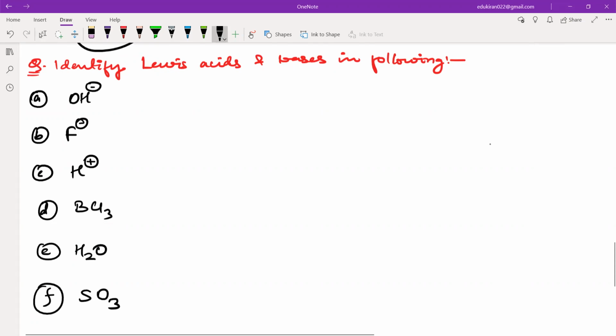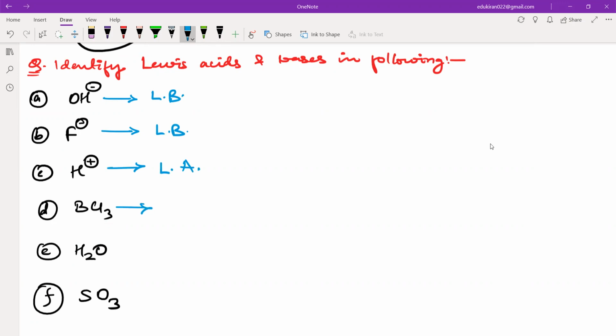So tell me, OH negative is what? Lewis base. F negative, Lewis base. H positive, Lewis acid. BCl3, Lewis acid. H2O, Lewis base. SO3, Lewis acid.